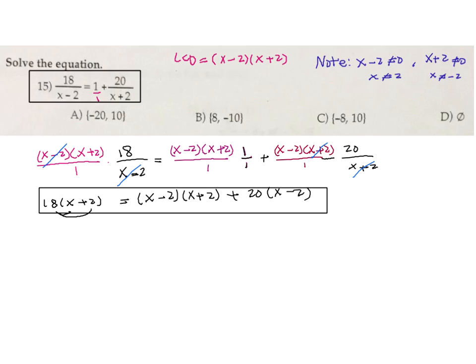So if I distribute this, what do I get? 18x plus 36 equal to, now we already know this is the difference of squares, so this should be equal to what? X squared minus 4, right? Remember that? A minus B times A plus B is A squared minus B squared. So I didn't have to multiply term by term. Even if you did that, you would get this. And then the last term would be what? 20x minus 40.